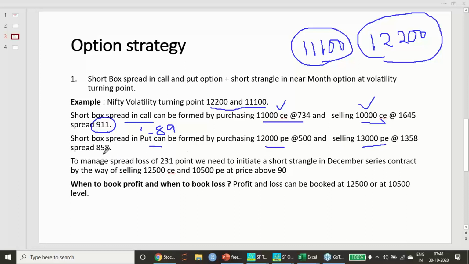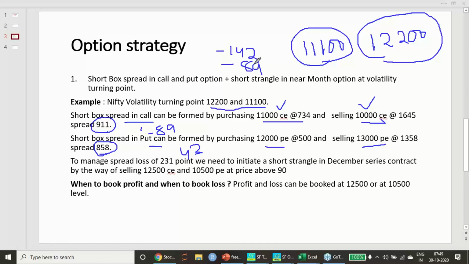So here too the spread comes to 158, means you are selling 13,000 put, buying 12,000 put. So short box spread in call and put options. So here how much is your loss risk? So 8 twos are 10 and here 5 are 6. So here 42 and here 1. So 142 points of loss risk is there here, and here 89 points of loss risk.